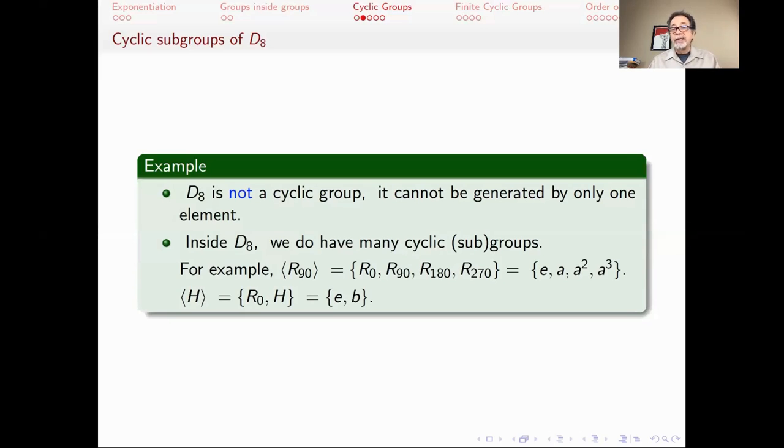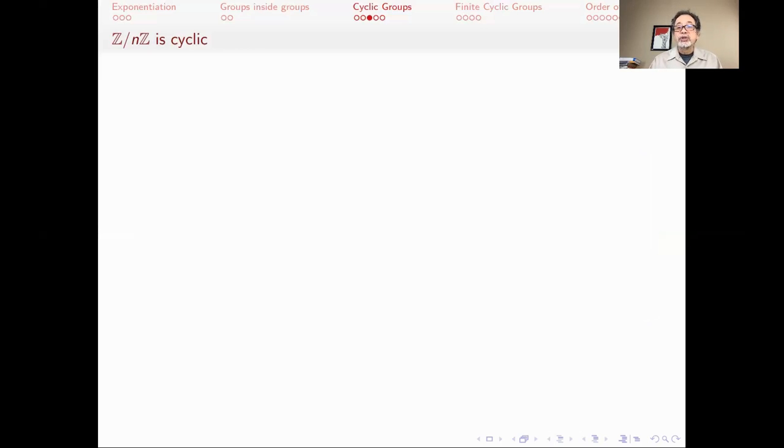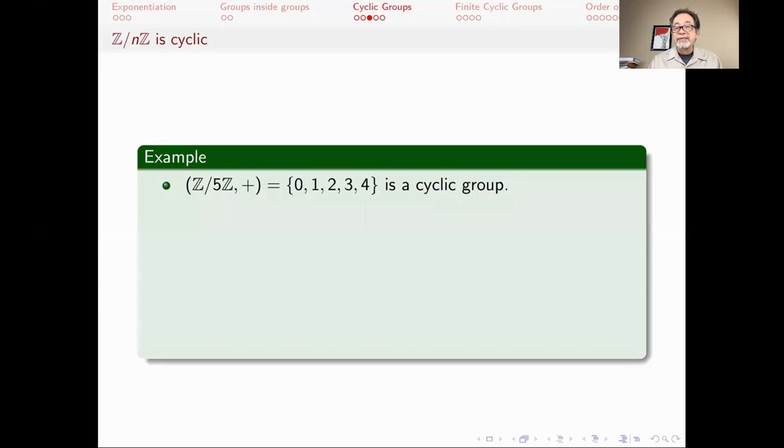What about Z mod n Z? Integers mod n with addition. Whenever we write Z mod n Z and we're talking about it as a group, we're implicitly assuming that operation is addition, because with multiplication, even though we can do multiplication mod n, we do not get a group. If you look at Z mod 5Z, for example, the elements are 0, 1, 2, 3, 4, and I'm claiming that's a cyclic group. Why is that?